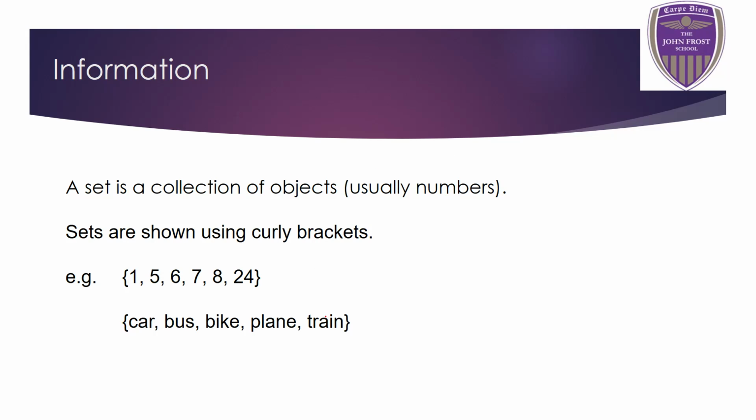Okay, what is a set? Well, a set is a collection of objects which usually contain numbers. Sets are shown using curly brackets. So for example, here I've got a set that contains the numbers 1, 5, 6, 7, 8, and 24. But it can also contain non-numerical data. So this set contains modes of transport such as car, bus, bike, plane, or train.